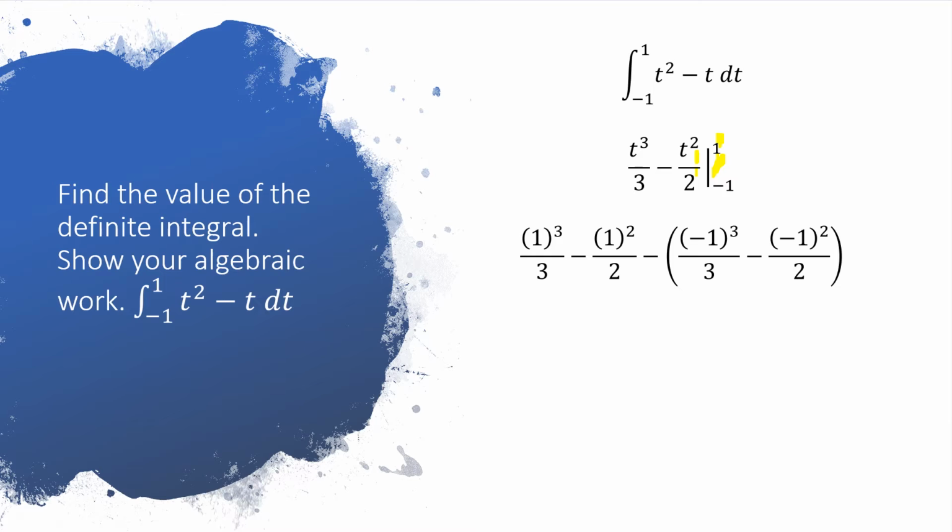Once I have my setup, from here it's simply algebra. So I'm just going to work this out. 1 cubed over 3 is 1/3, minus 1 squared over 2, that's 1/2, minus parentheses, (-1) cubed over 3 is -1/3, and then minus (-1) squared over 2 is 1/2. When I write that all out, I get 1/3 minus 1/2 plus 1/3 plus 1/2, making sure that you distribute your negative in. The negative gets distributed here, and it gets distributed there. Once I get that, I want to add it all up. If you notice, your 1/2s are canceling, and you're left with 2 over 3.